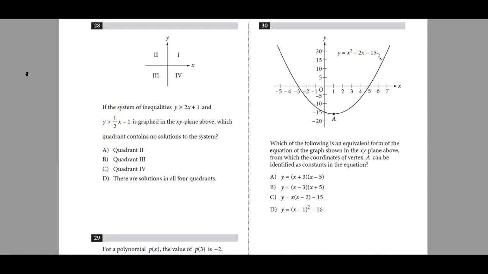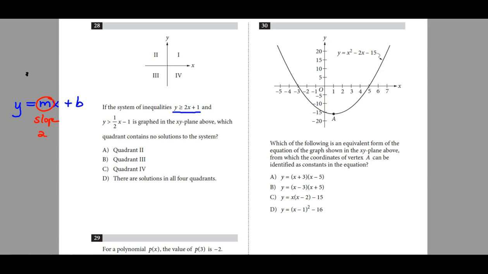All right, looking at number 28 here, looks like a graphing problem. So we have a system of inequalities. The first line they're saying is that y is greater than or equal to 2x plus 1. So I have to remember a little bit about slope-intercept form. This is in the form of y equals mx plus b. So our slope, it looks like, is 2, which I know what 2 is.